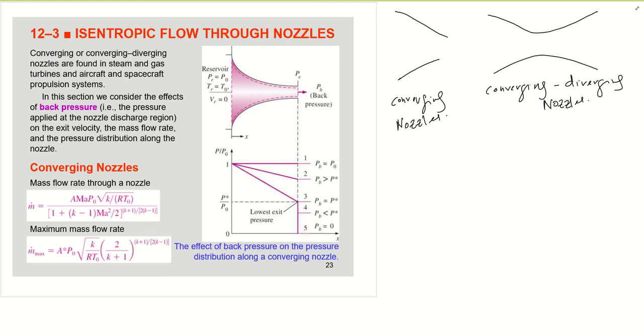As you can see in this figure, we have position 1, and then position 2, which is at the exit of the nozzle, where there is the back pressure PB, and PE stands for the exit pressure. In this figure, we have the ratio of static pressure to stagnation pressure versus the position along the converging nozzle. The first point is 1, 2, 3, 4, and 5.